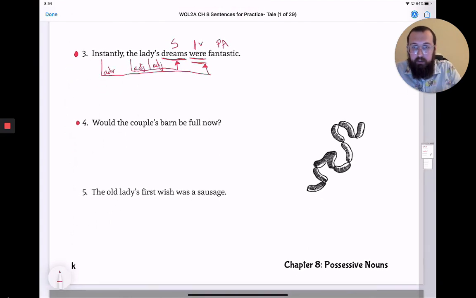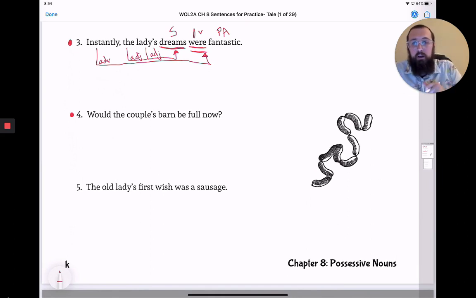And the last one that I am going to do with you is number 4, because I like to do the question ones. So, would the couple's barn be full now? First, I need to figure out what my subject is about. My subject is about the barn. So that is my subject. Be is a verb, and it is my linking verb. And I'm describing the barn as full. So that is going to be my predicate adjective because I'm describing.